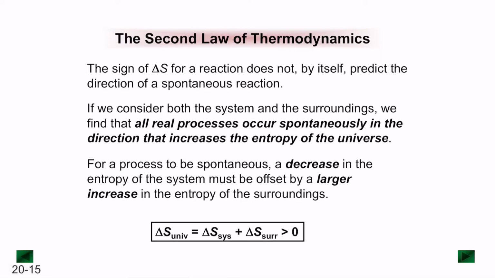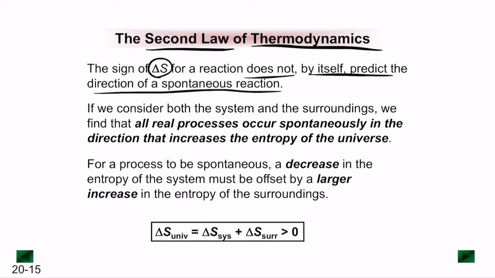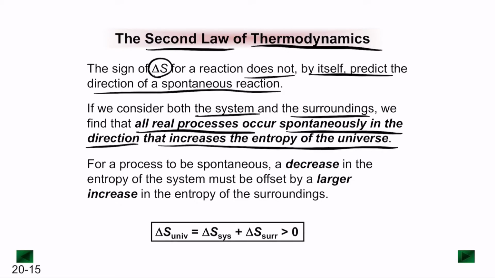Next, let's talk about the second law of thermodynamics. So we saw that the sign of delta S for a reaction does not by itself predict the direction of a spontaneous reaction. Now, if we consider the system and the surroundings, then we find that all real processes occur spontaneously in the direction that increases the entropy of the universe. So for a process to be spontaneous, a decrease in the entropy of the system must be offset by a larger increase in the entropy of the surroundings.